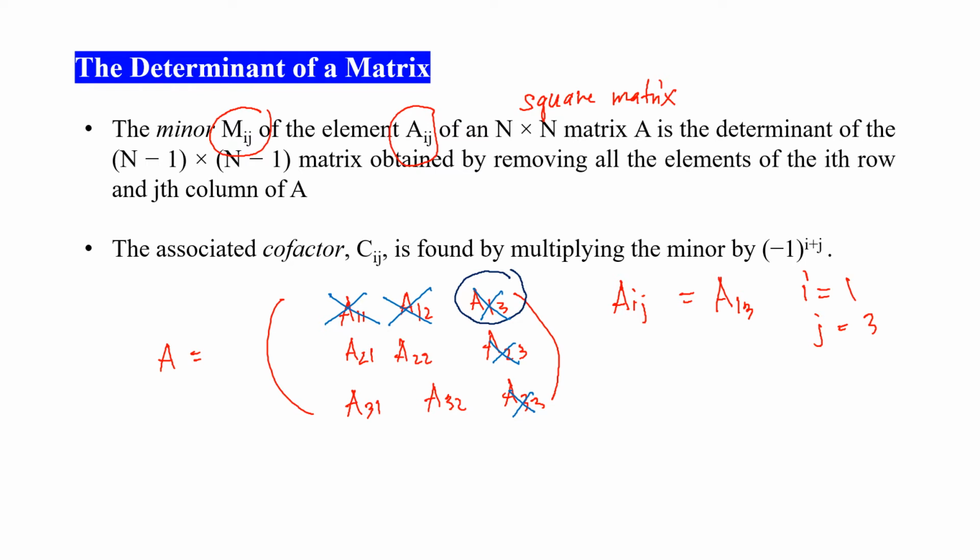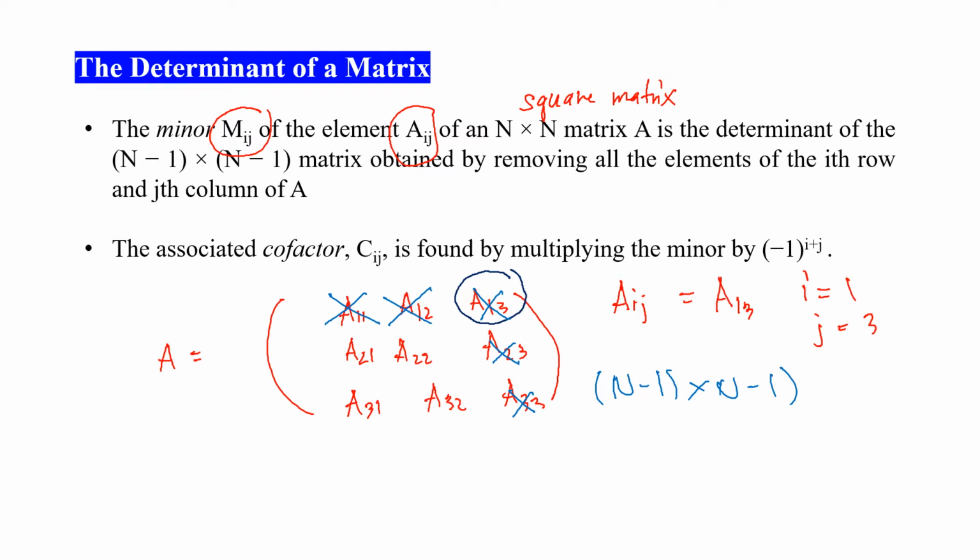Because as you can see, we already have your n minus 1 times n minus 1. Initially we have a 3 by 3 matrix. Now we only have a 2 by 2 matrix, so you have 4 elements. And the minor Mij of the element Aij of your 2 by 2 matrix is just the determinant of this matrix. So how are you going to get the determinant of this matrix? What you need to do is just multiply these two.